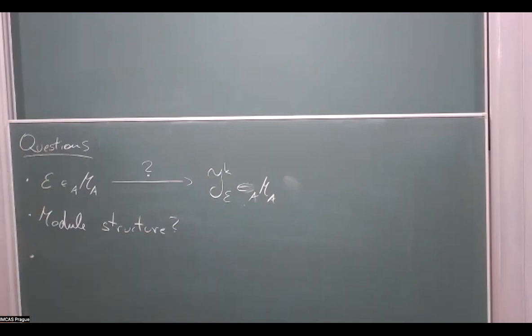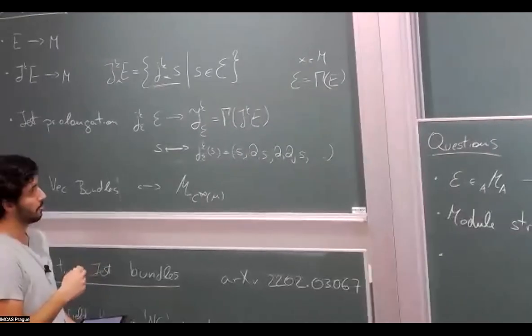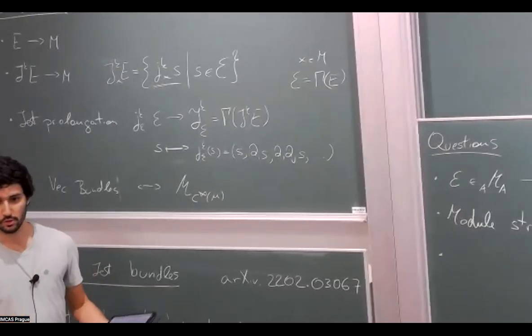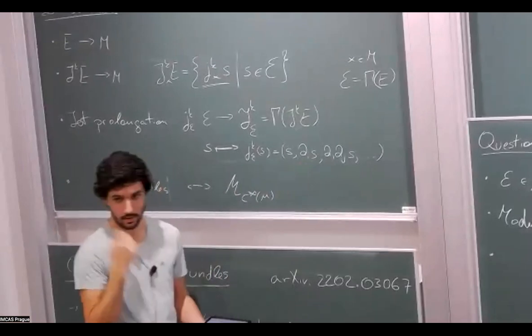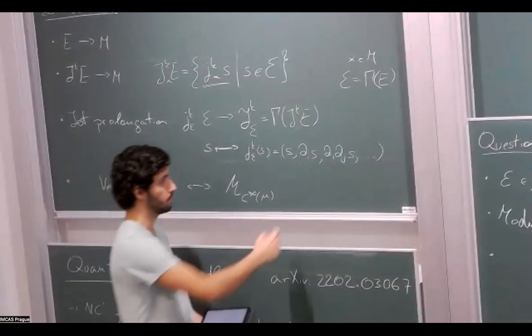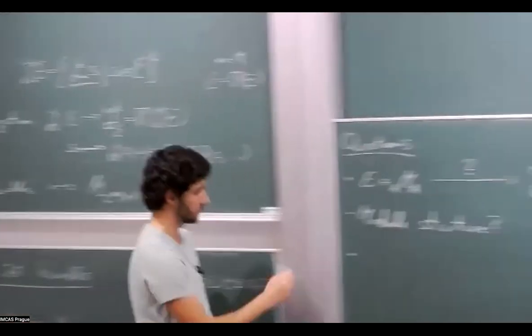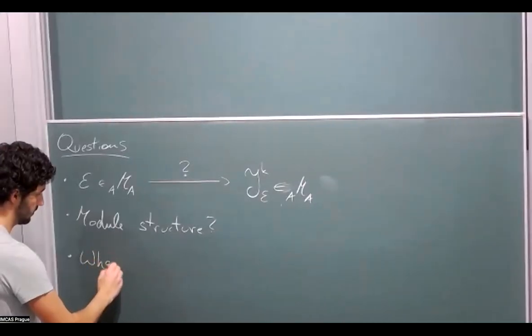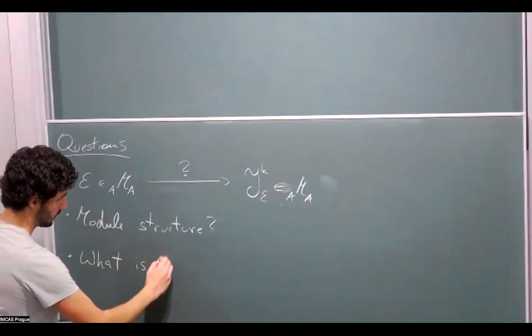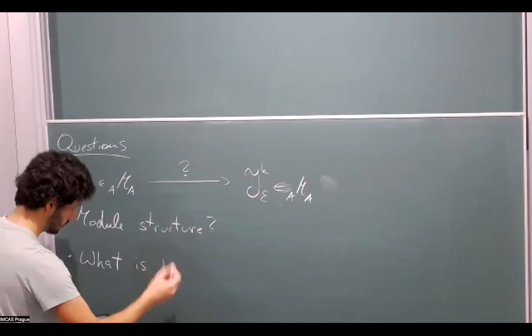And what is this jet prolongation map? In non-commutative geometry, we'll go over it, but a first order differential calculus gives us a first order derivative, but then the question is, how do we build higher order derivatives in here? So what is J^k?